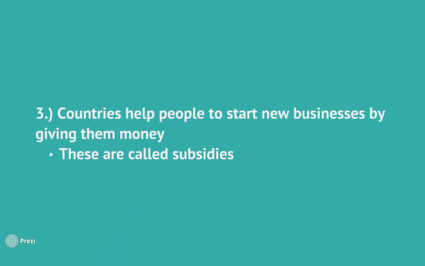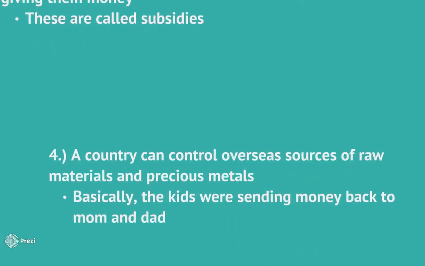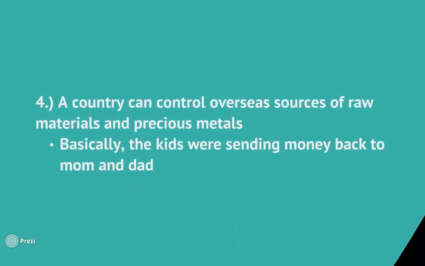Countries help people to start new businesses by giving them money. These are called subsidies, okay? Countries want people to make revenue and money because then they're going to spend it in the economy of the country. Also, a country can control overseas sources of raw materials and precious metals. Basically, colonies are like the kids, and they're sending money back to mom and dad, which is the mother country.